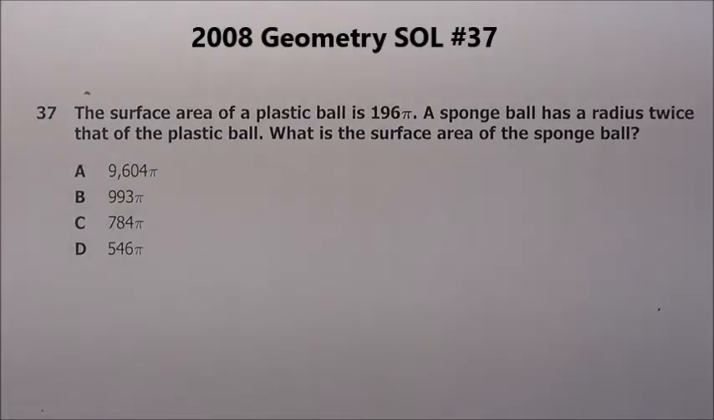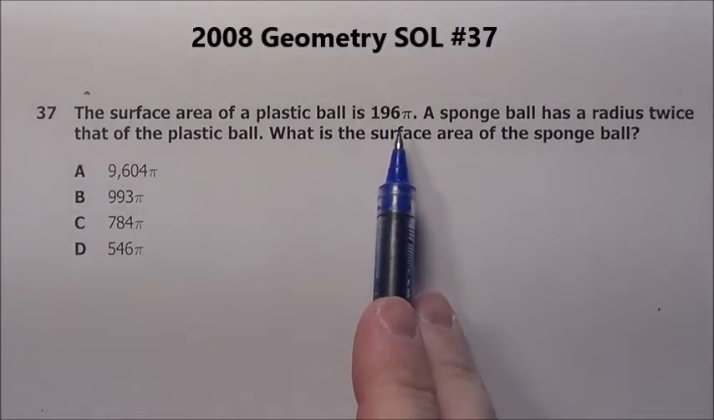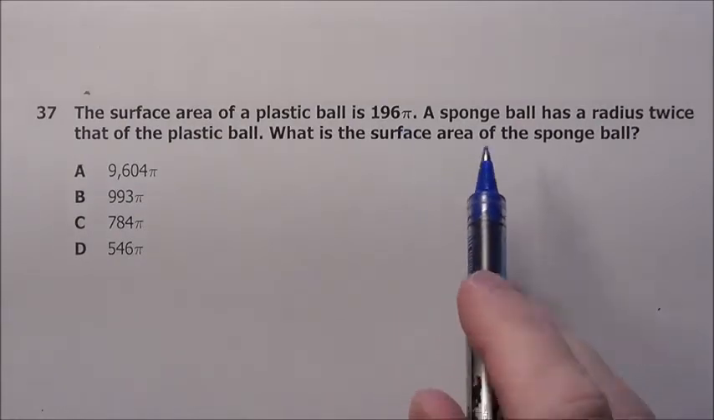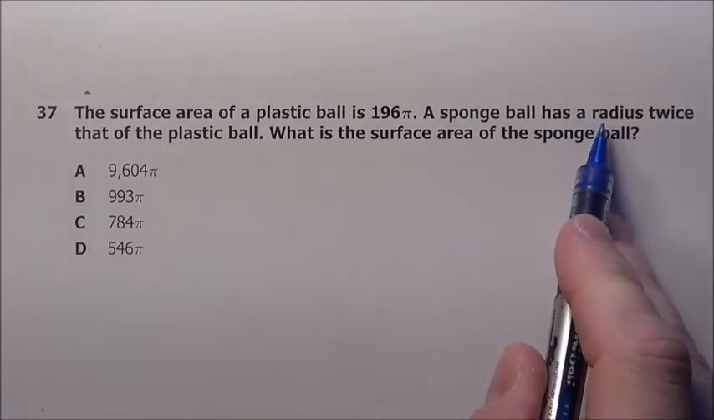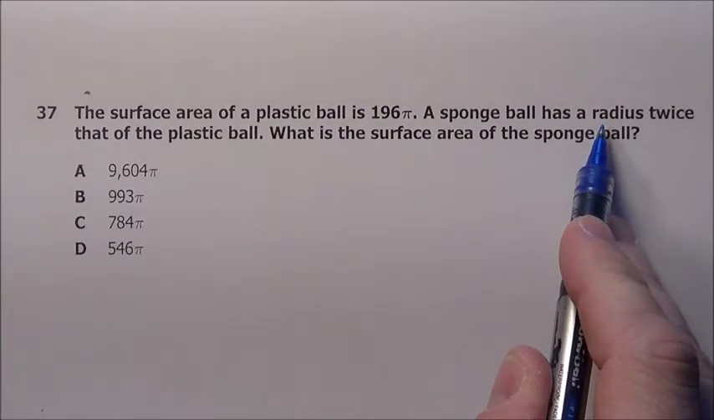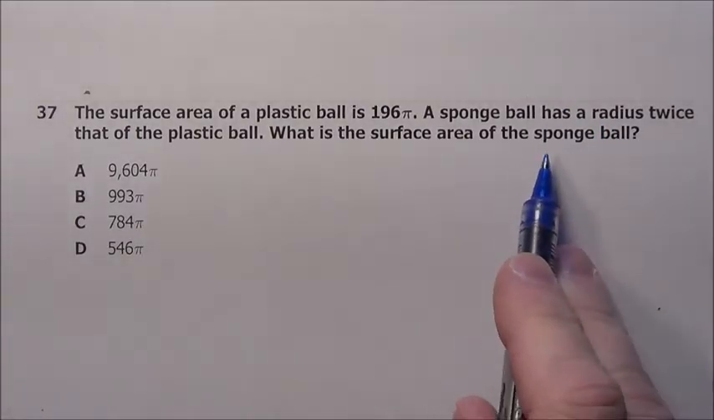Problem 37, it says the surface area of a plastic ball is 196 pi. A sponge ball has a radius twice that of the plastic ball. So the radius of the sponge ball is twice as big. So what's the surface area of the sponge ball?